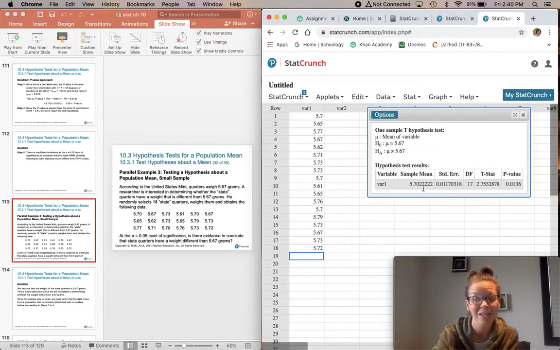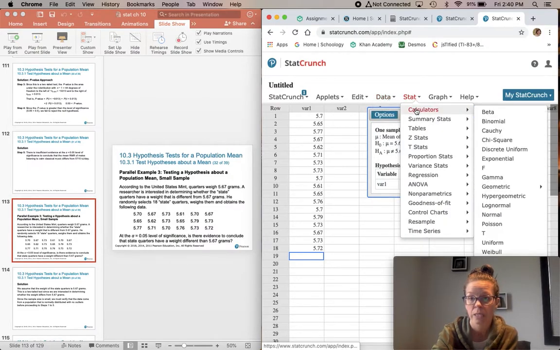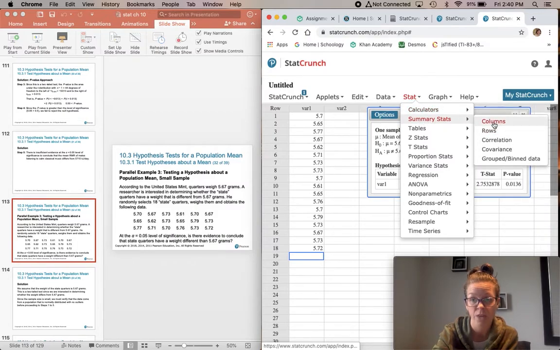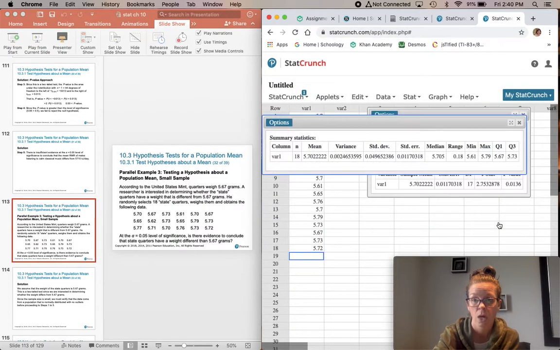It does not give you your standard deviation. So if you need that, you have to remember back to the beginning of the year, when we went into Stat, Summary Stats, for Columns. This is like way early review. We went into var1, and then it has all different things selected here, and that should cover whatever we need. So it gives us here our mean and our standard deviation. If we needed to know what the standard deviation is, what the s is, this is where we would have to get that. It doesn't give us that when we do the hypothesis test.